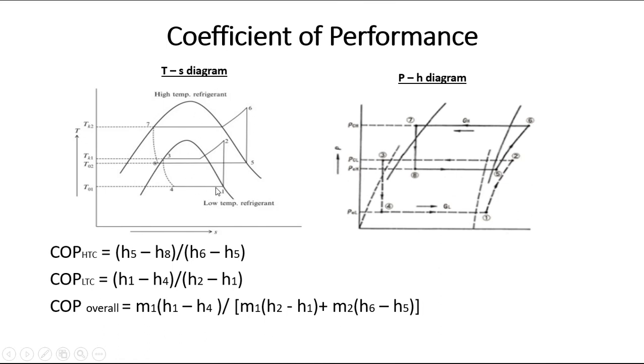If M1 is the mass flow rate in the lower temperature side and M2 is the mass flow rate in the higher temperature side, then the overall coefficient of performance will be the refrigeration effect, M1 into H1 minus H4, divided by M1 into H2 minus H1 plus M2 into H6 minus H5. We have two compressors, you have to drive two compressors. So here this is the refrigeration effect, and we have to consider the work input to this compressor and this compressor.